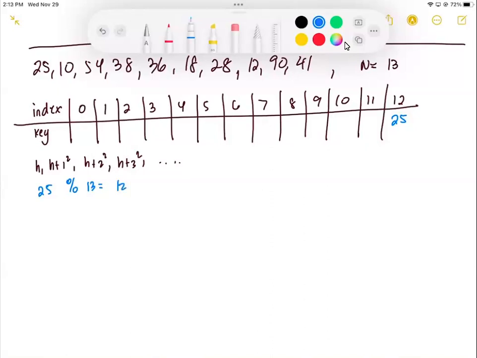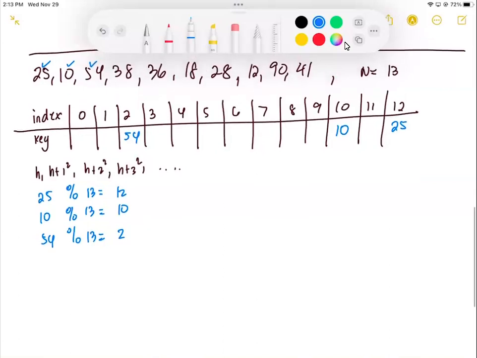Now let's move on to the next, 10. 10 modulo 13 is equal to 10. Since the 10th bucket is still empty, we add 10 here. Next, 54. 54 modulo 13 is equal to 2. Since the second bucket is empty, there is no collision, so we add 54 here. We are done with the first three keys.